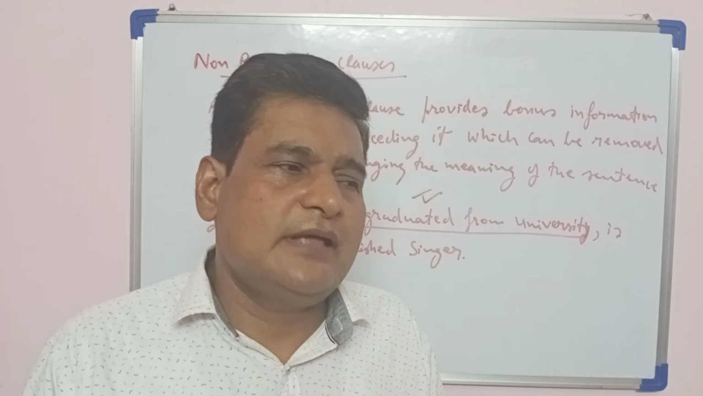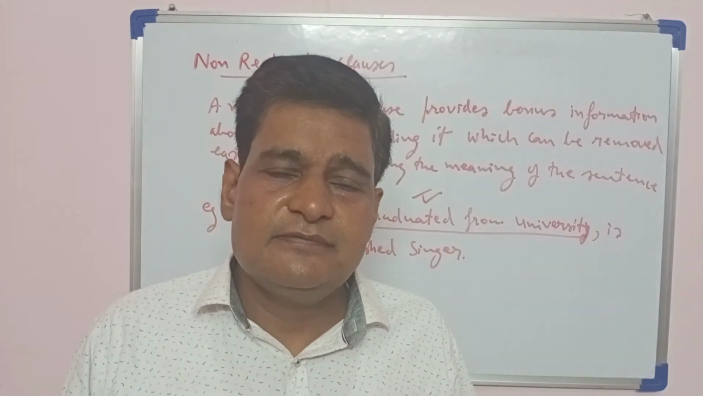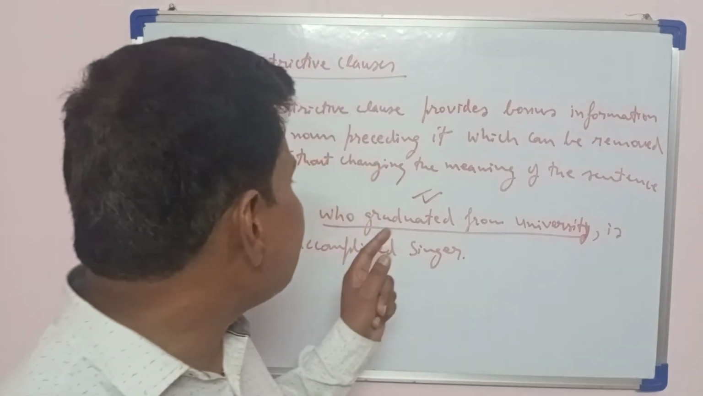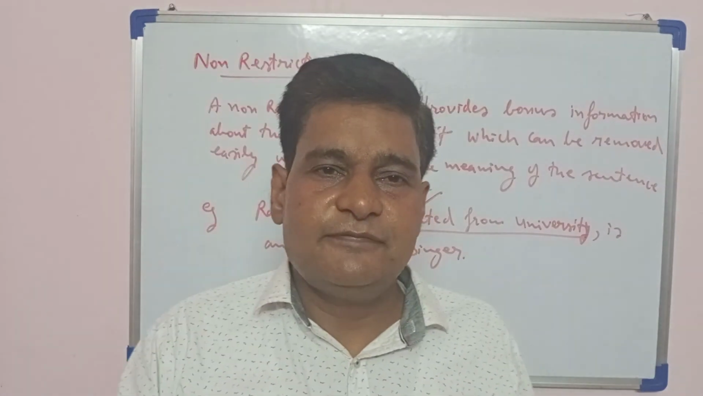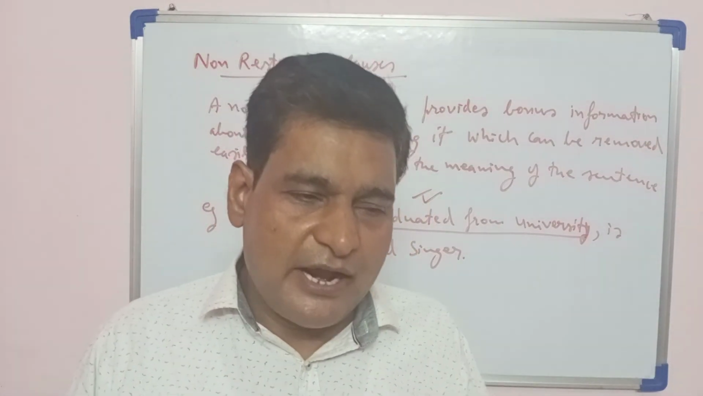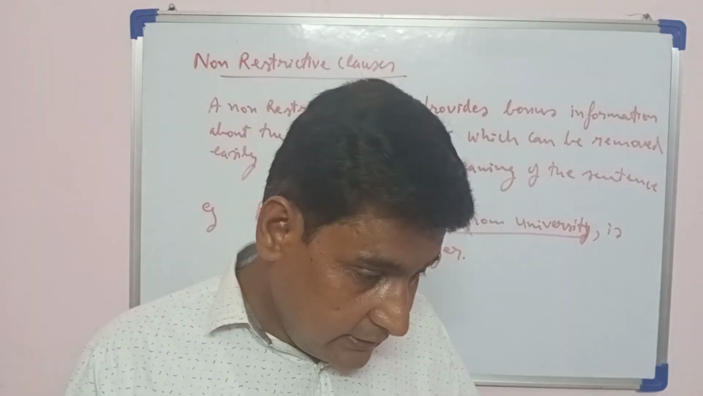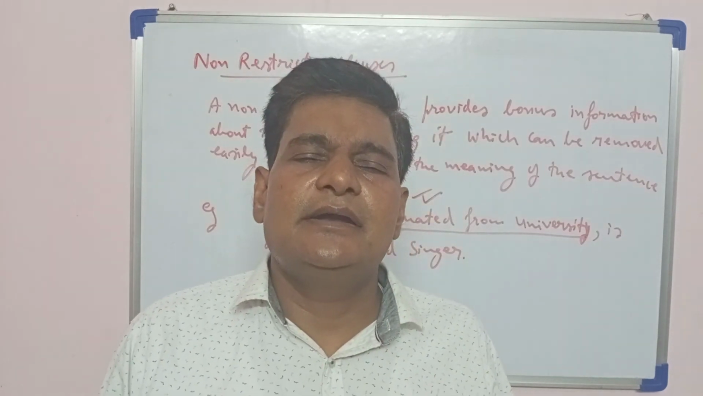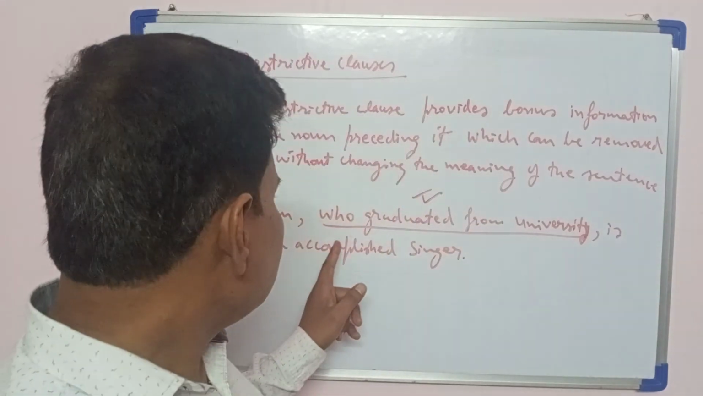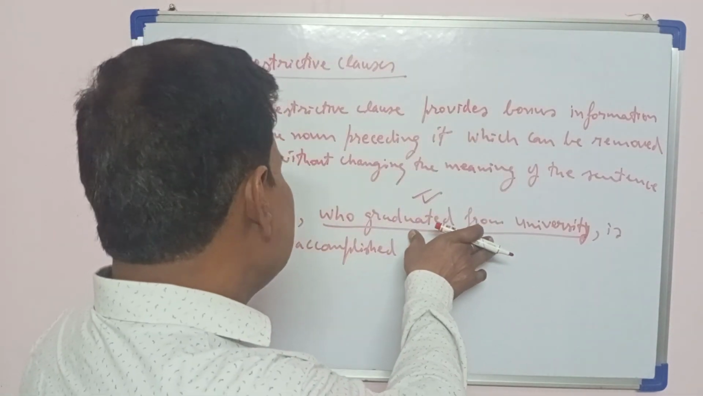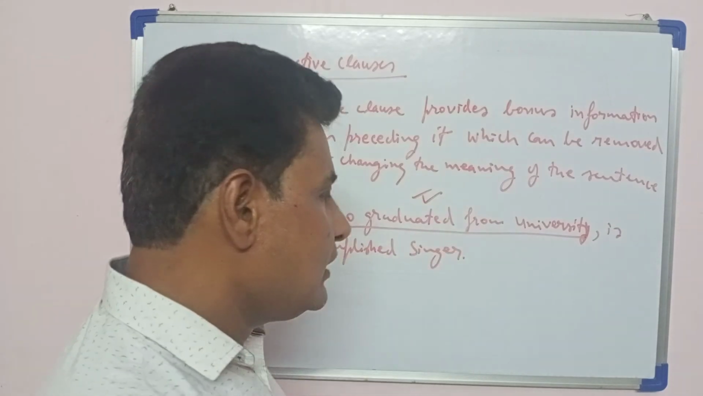Non-restrictive clauses are also called relative clauses and adjective clauses. Why? Because they relate to some other subject of another clause. They provide you information regarding the subject of another clause, so they are called relative clauses, and they are called adjective clauses because they describe the noun also. And if you remove it from the sentence, there will be no change in the meaning of the sentence.